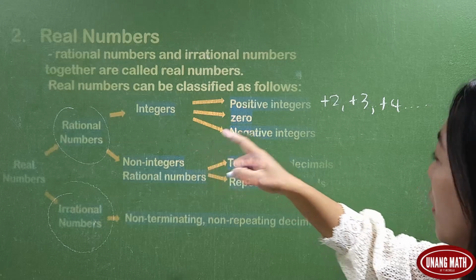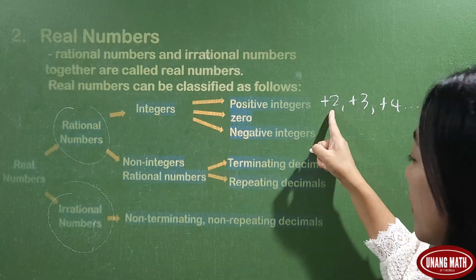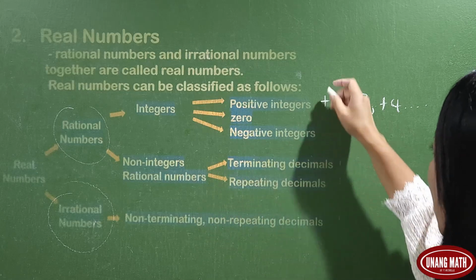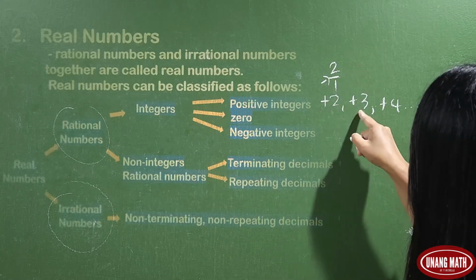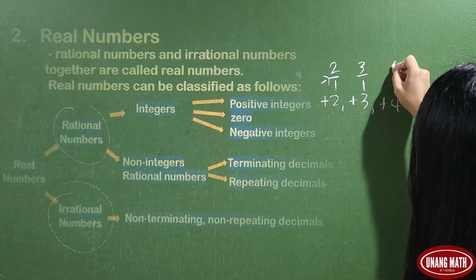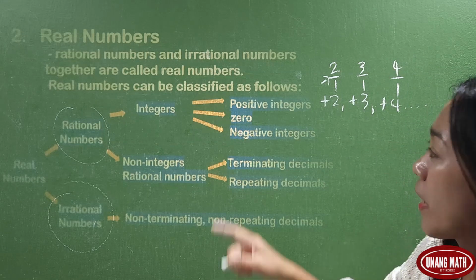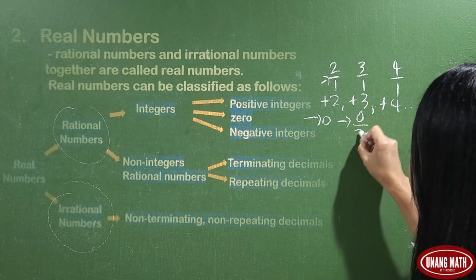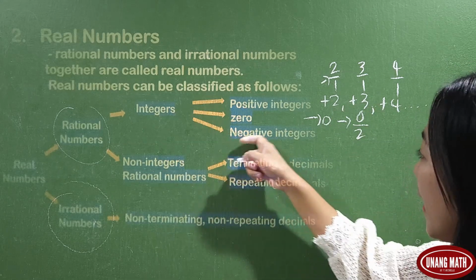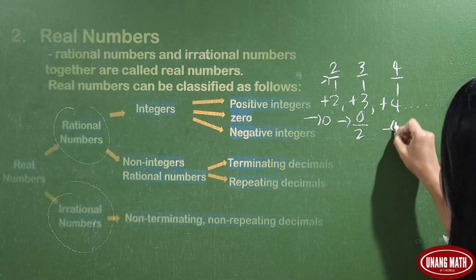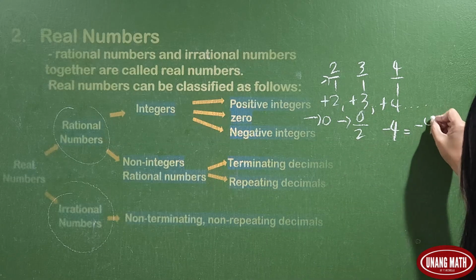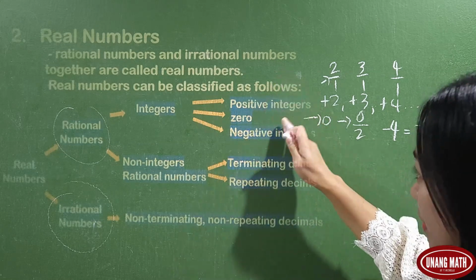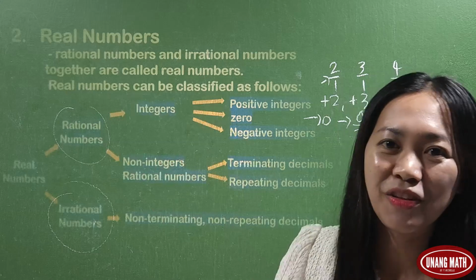Since this is a rational number, it means we can convert these positive integers to a fraction. So this is 2 over 1. What about 3? 3 over 1. 4 is 4 over 1. Okay, how about 0? 0 can be converted to a fraction also. 0 over 2. For negative integers, like negative 4, we can convert this one to a fraction. Negative 4 over 1. So these integers are rational numbers.